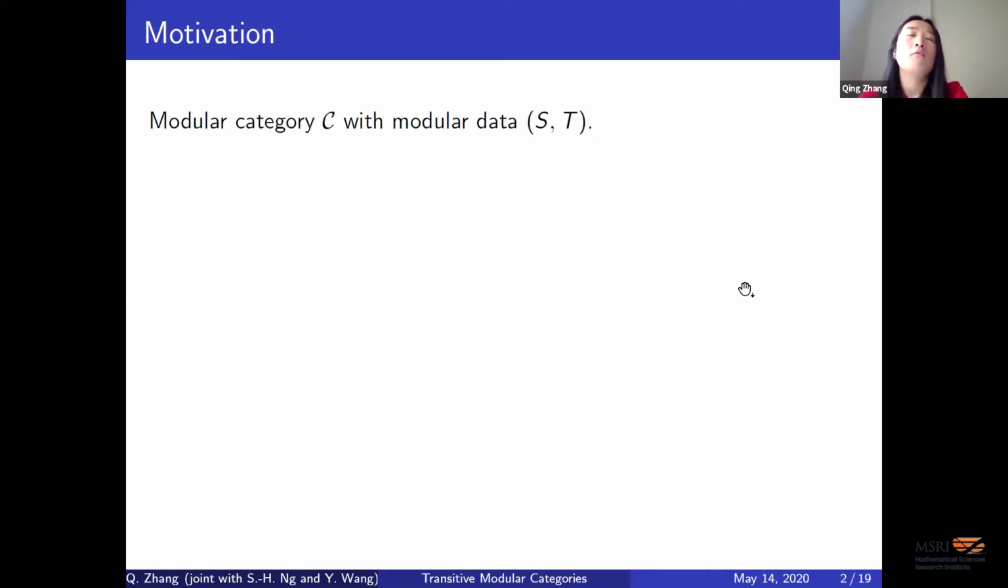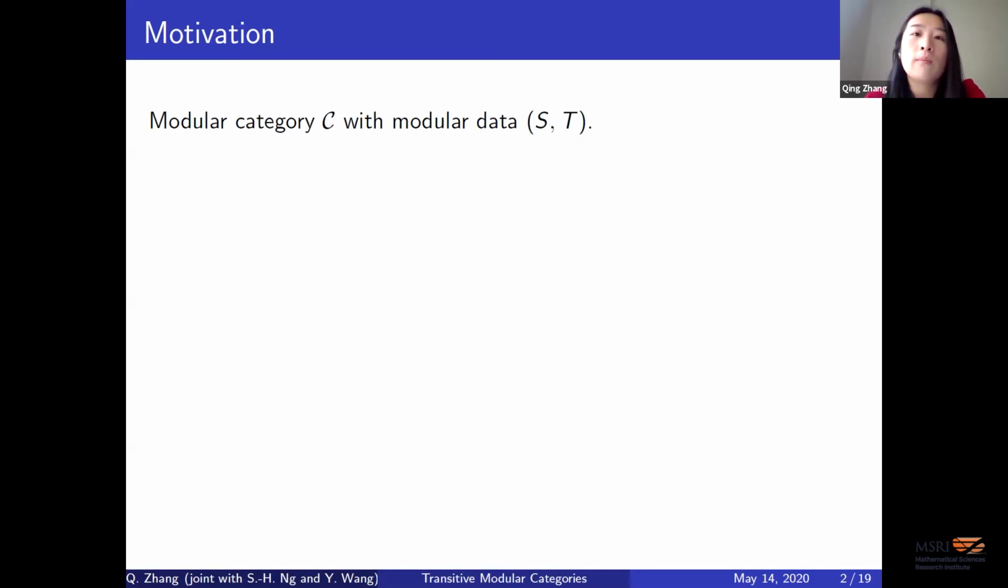In this talk, we consider modular categories over complex numbers, which are ribbon fusion categories with non-degenerate grading. And we consider modular categories with modular data S and T, where the S matrix is obtained by evaluating the trace of the double braiding, and the T is a diagonal matrix with the twist of simple objects on its diagonal entries. The entries of S and T have certain restrictions.